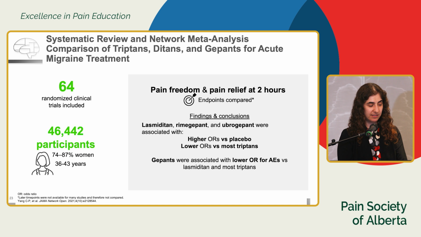But this systematic review looked at lasmiditan as well as gepants for acute migraine treatment. They looked at overall 64 randomized clinical trials with over 46,000 participants, the majority of which were women between the ages of 36 to 43. They basically found that pain freedom and pain relief at 2 hours with lasmiditan, rimegepant, and ubrogepant were associated with higher odds ratios versus placebo. So they certainly did a lot better than placebo, but had a lower odds ratio versus most triptans.